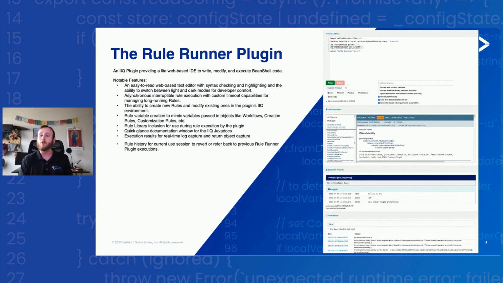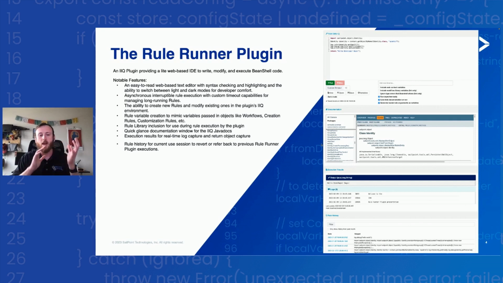and the ability to switch between light and dark modes for developer comfort, asynchronous interruptible rule execution with custom timeout capabilities for managing those long-running rules, the ability to create new rules and modify existing ones in the plugin's IIQ environment, rule variable creation to mimic variables passed in from objects, say like workflows, creation rules, customization rules, etc. Rule library inclusion, so you can include those massive methods that you built up over the years directly in the plugin. Quick glance documentation windows, so you can actually view the IIQ Java docs directly within the plugin. And then execution results for real-time log capture and return object capture.